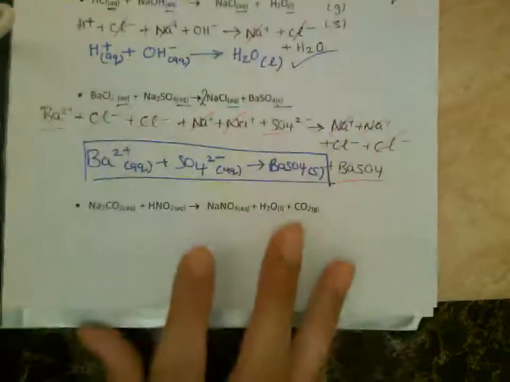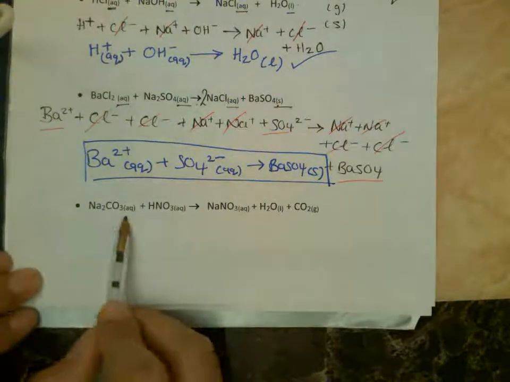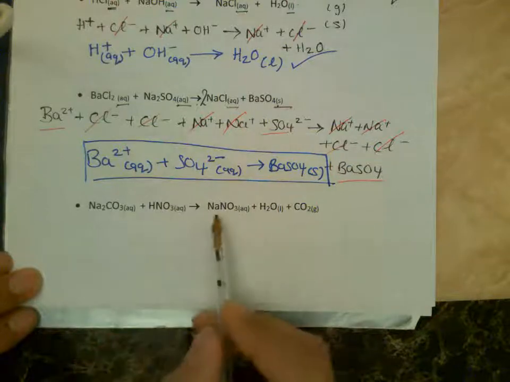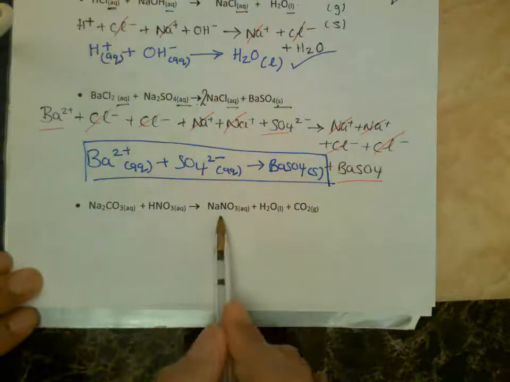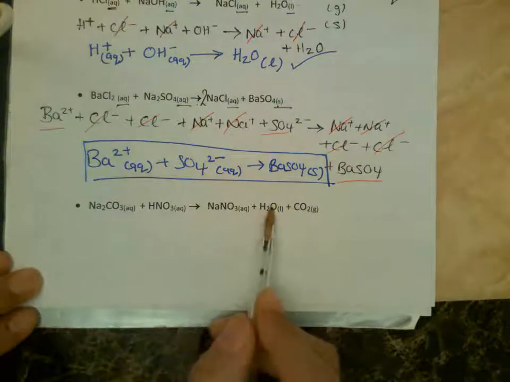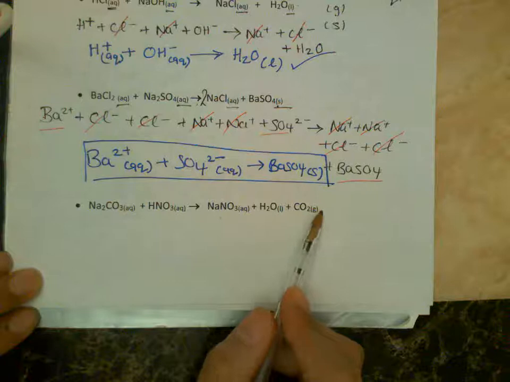Okay, so this is the trickiest of them all. Sodium carbonate goes to nitric acid. Sodium carbonate plus nitric acid goes to form sodium nitrate plus water plus CO2.